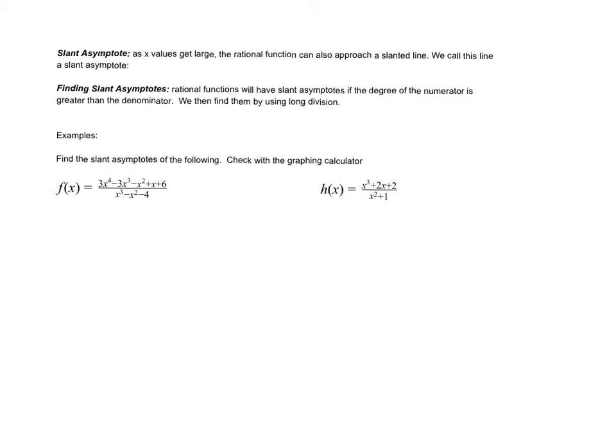Now, the one case we didn't talk about was if the numerator had a higher degree than the denominator. And if we do have that, then we have what's called a slant asymptote. Now, a slant asymptote is when you have some graph and you have some slanted line, and the graph somehow, as it goes off, approaches this slanted line from both sides. So as you get to bigger values of x, the graph sort of makes this diagonal line on both sides.